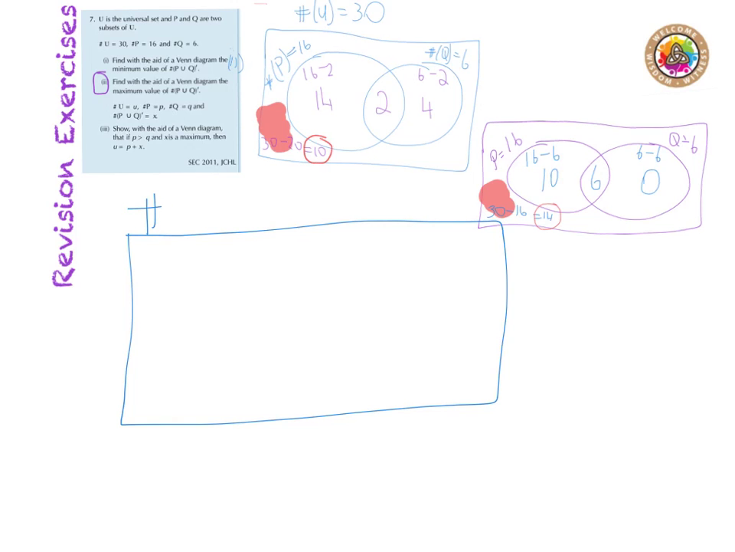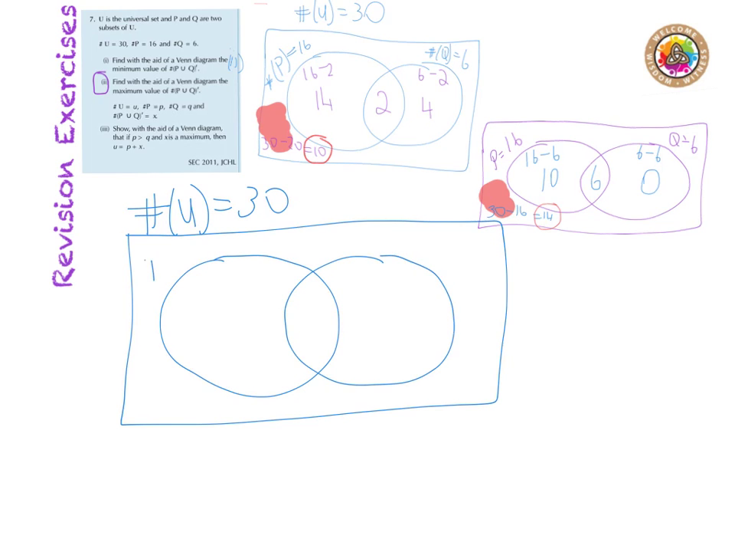So again, the cardinal number of U is equal to 30. We have our two sets P and Q, and we know that the cardinal number of P is 16 and the cardinal number of Q is 6. As I said, the maximum number that can go into the intersection is 6, because we only have 6 elements in Q in total.